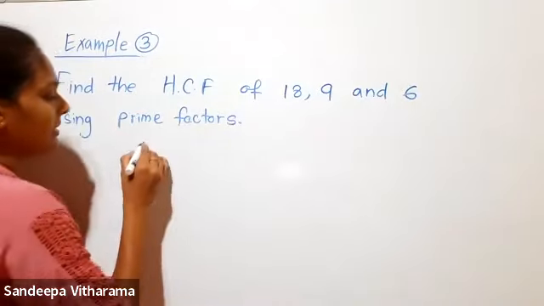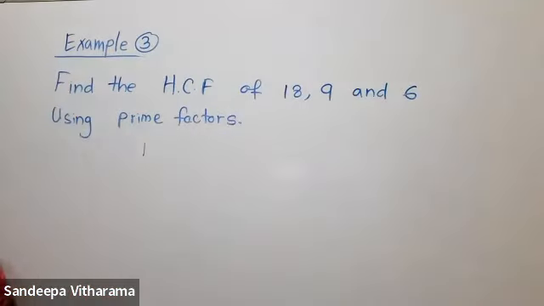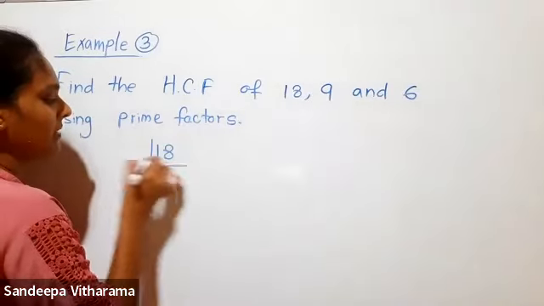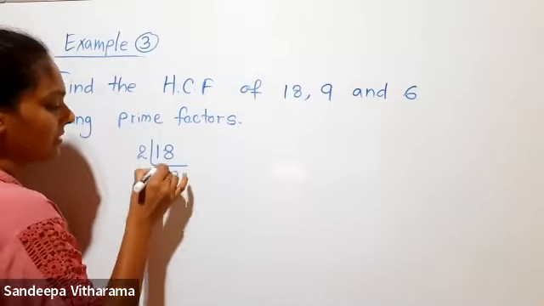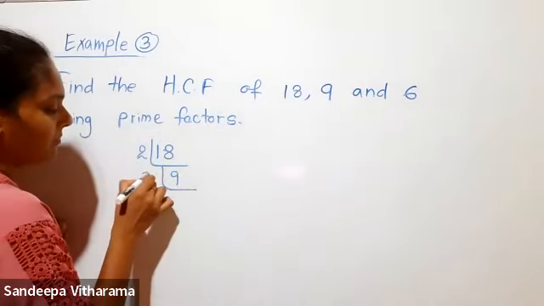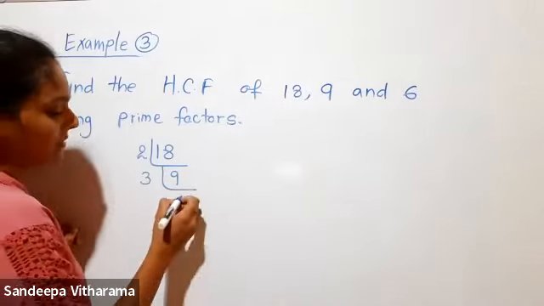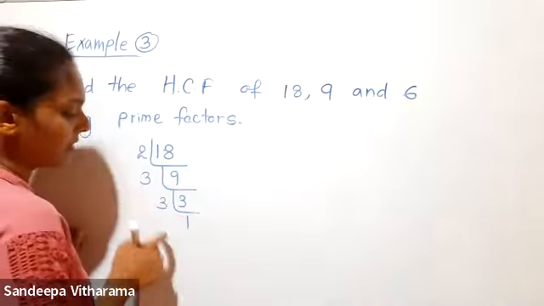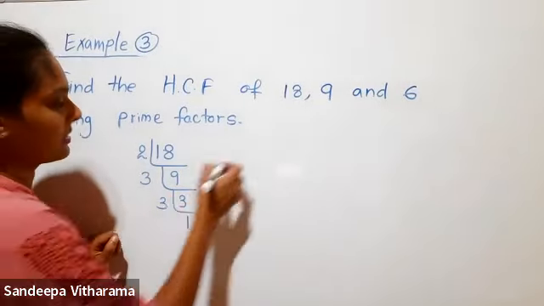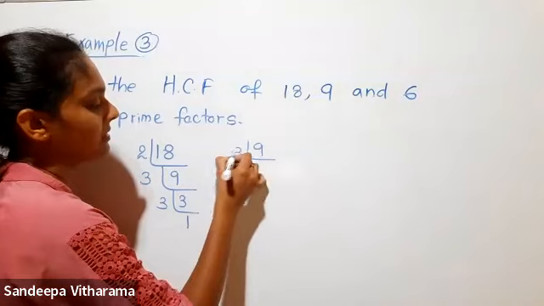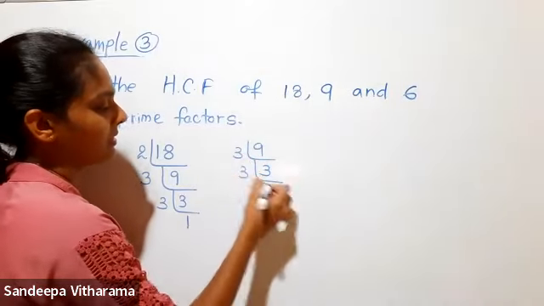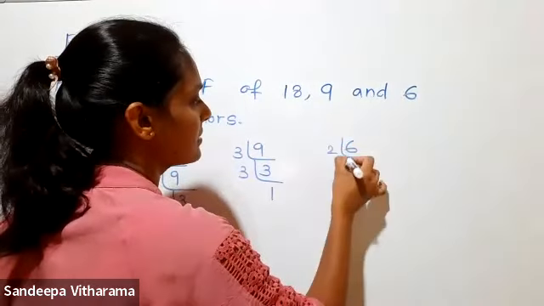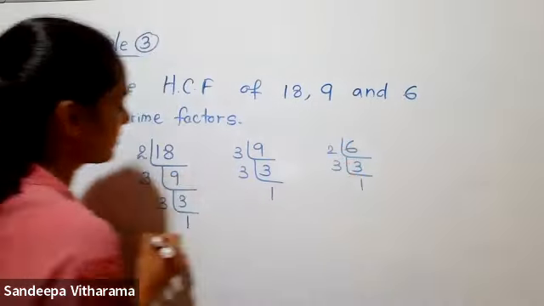We take 18 and divide by prime numbers repeatedly. 18 divided by 2 is 9. 9 is not divisible by 2, but you can divide by 3. 9 divided by 3 is 3, again divide by 3. Until we obtain 1, you have to do this division. 9 divided by 3 is 3. 3 divided by 3 is 1. 6 divided by 2, the answer is 3. Again divide by 3 is 1.